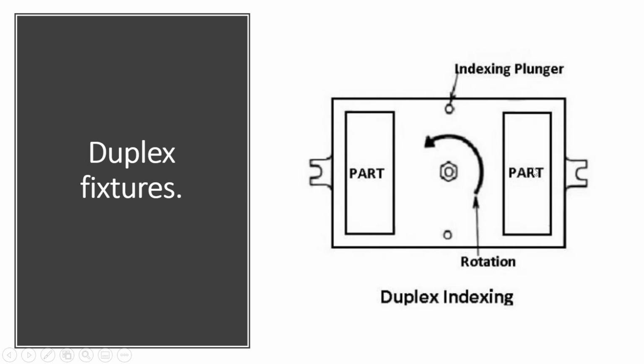Once the operation is performed on this part, it will be indexed to this side. That part will be unloaded and the next part will be loaded here. During this time, the part which was loaded previously will be on this side and machining will be carried out on it while the operator is loading and unloading the part on the left side. So duplex fixtures are generally used for increasing the rate of production where more time is consumed on loading and unloading of the parts.